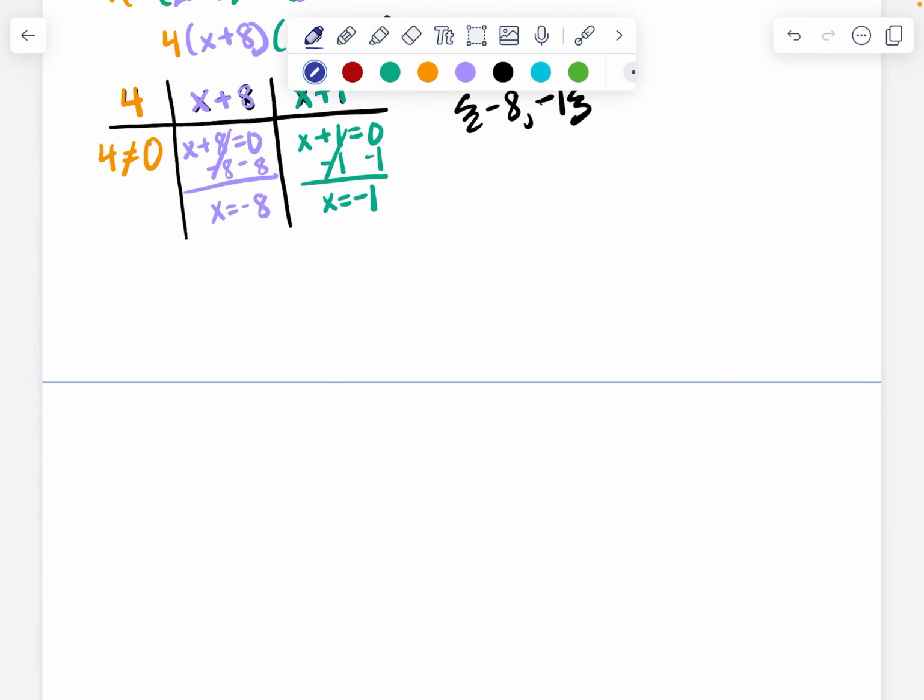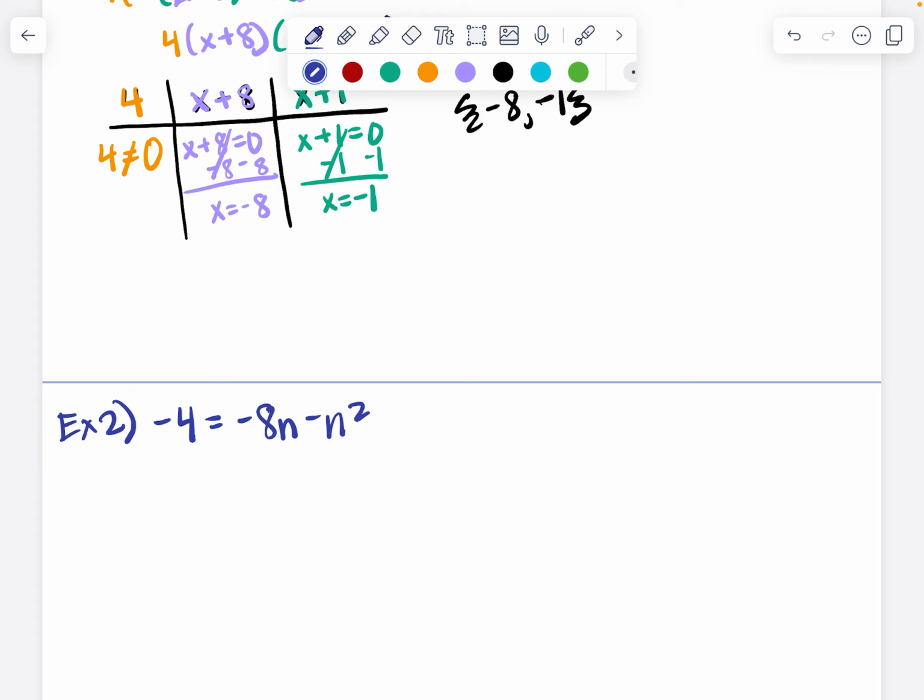Example 2. Okay, so first thing I have to do is get this in standard form. I want the right side to equal 0. Sorry, I forgot a letter here. I need it to be negative 8n minus n squared.